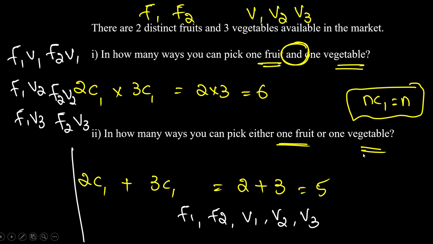When there is "and", multiplication is involved. "Or" means addition is involved. Got the clarity? Because this is very basic, I am starting, but going forward, all these basics will add on. So, factorial and fundamental principles of counting completed.